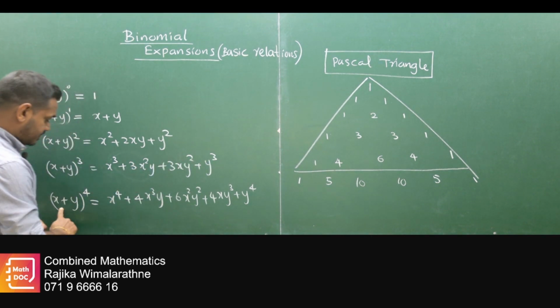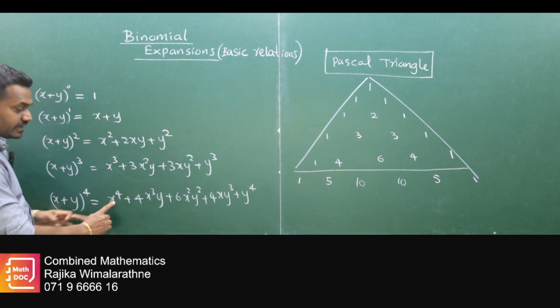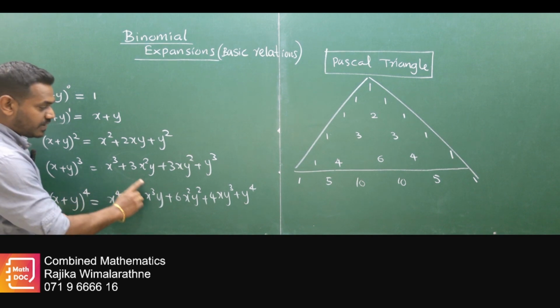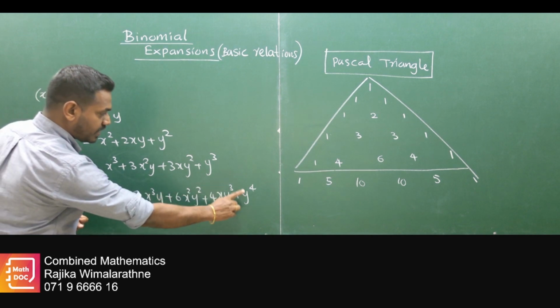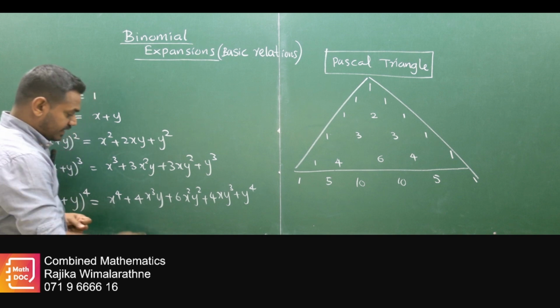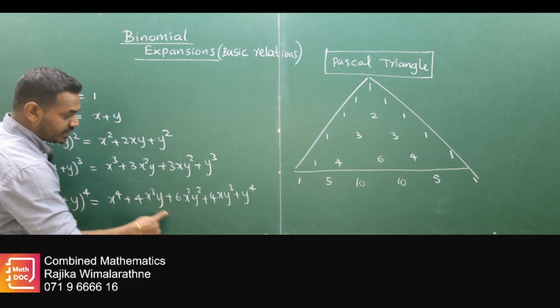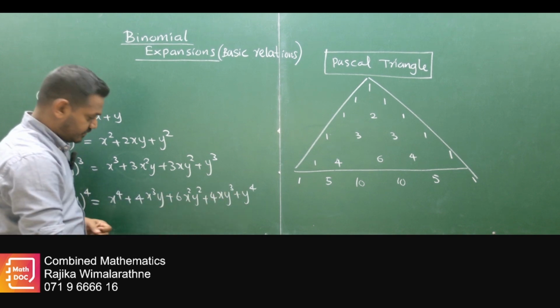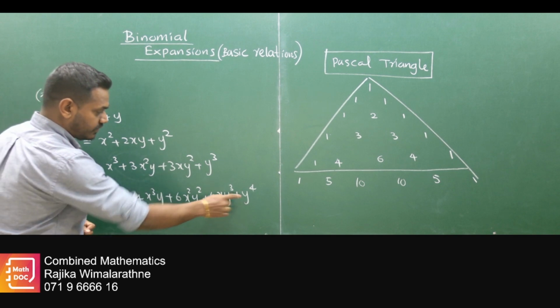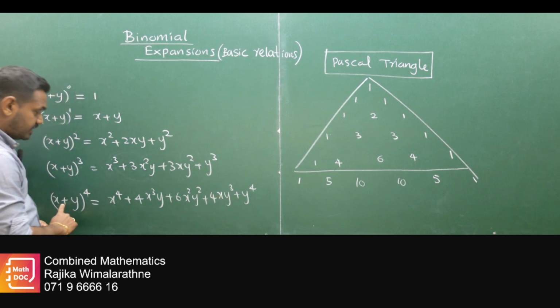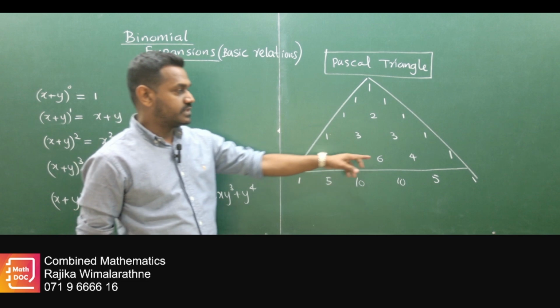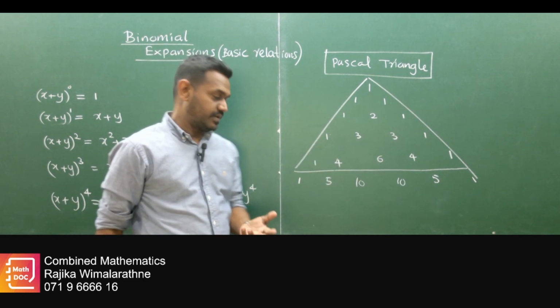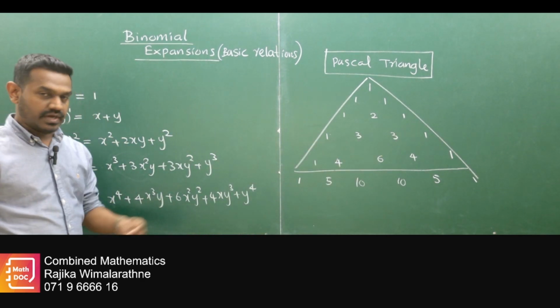Now x plus y to the power 4. You start with x to the power 4, then the x power decreases 1 by 1 up to x to the power 0. Then you start with y to the power 0, and the y power increases 1 by 1: y to the power 0, 1, 2, 3, 4. Then the coefficients here are 1, 4, 6, 4, 1.